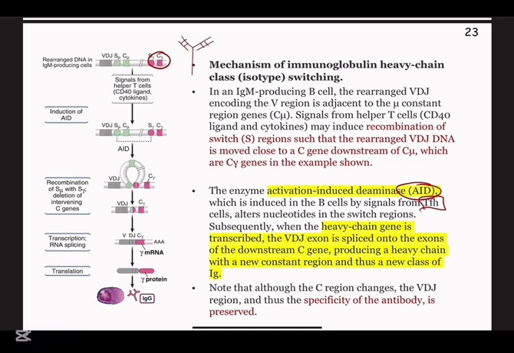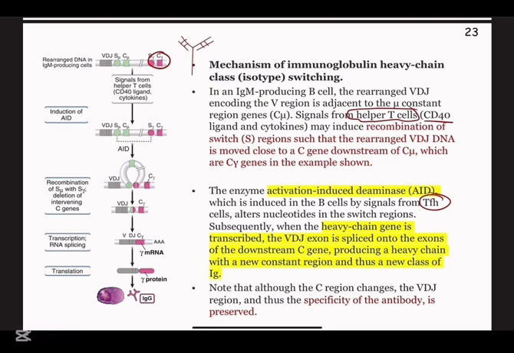However, they begin to switch, or isotype switching, based on some signals which come from helper T cells. Which helper T cells specifically? It's mentioned here, follicular T helper cells, and they are found in the follicle of the lymph node. They secrete a cytokine known as CD40.